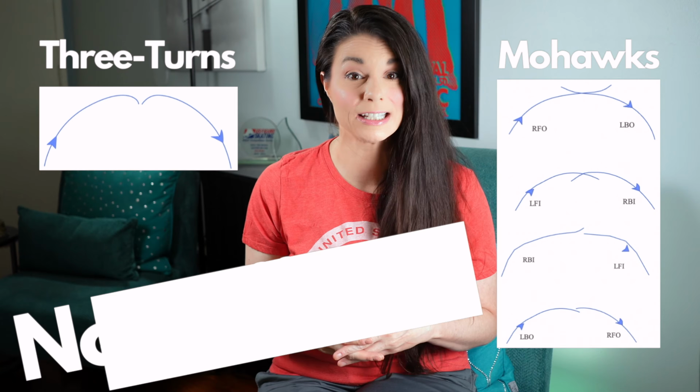You may remember this from my video about steps and turns. Judges are evaluating your turns and steps by the exit and entry edges. Having good entry and exits is critical to get credit for your difficult turns. 3 turns and mohawks are not considered difficult.